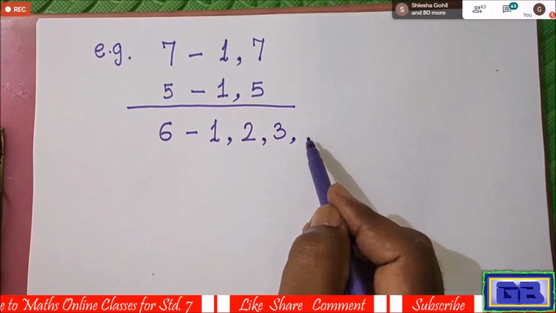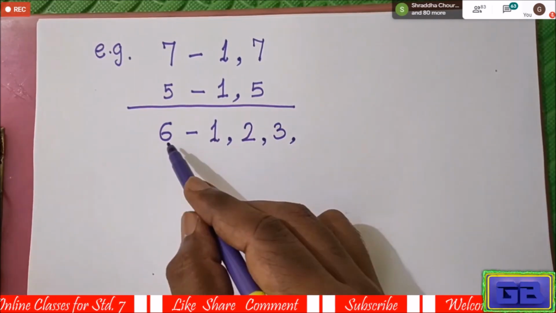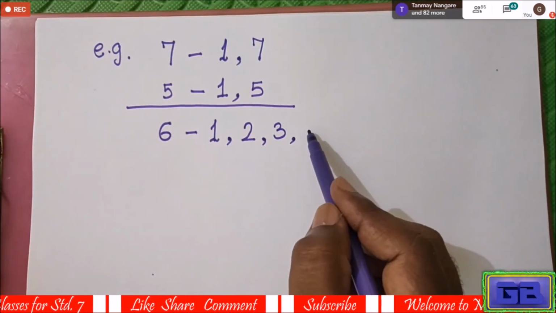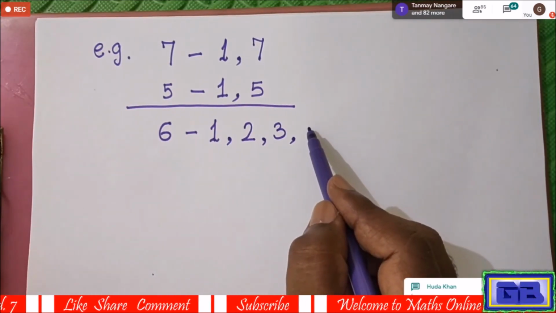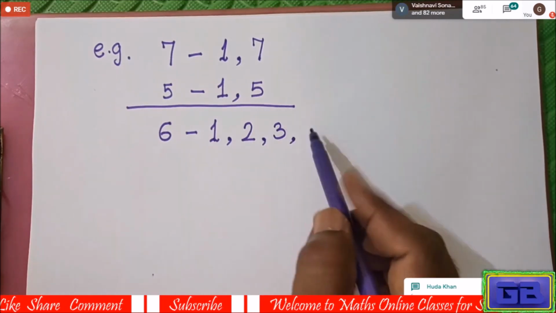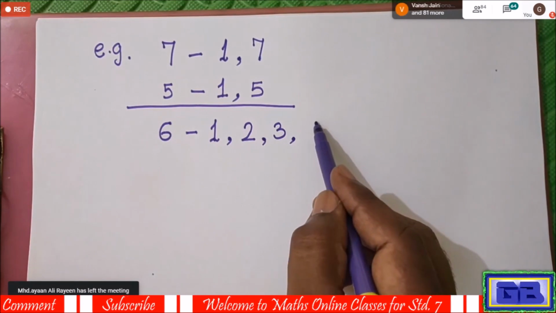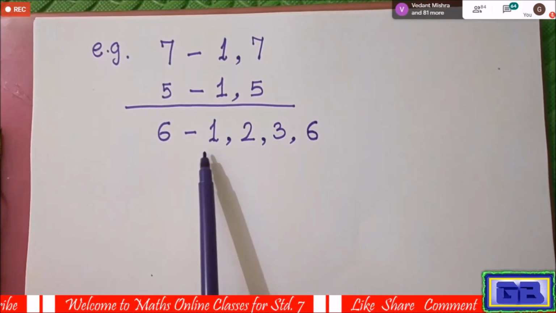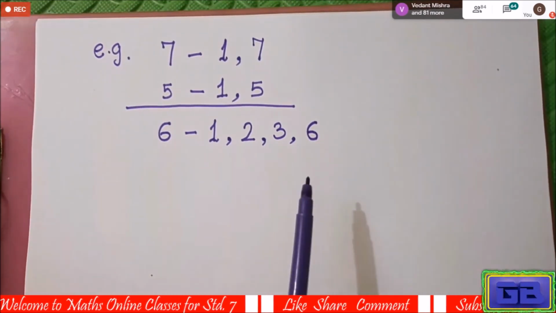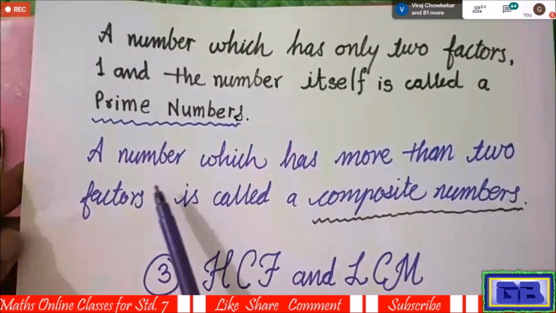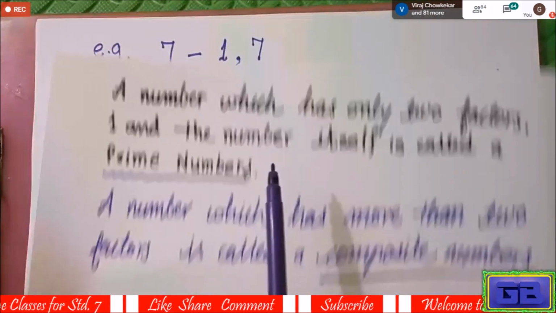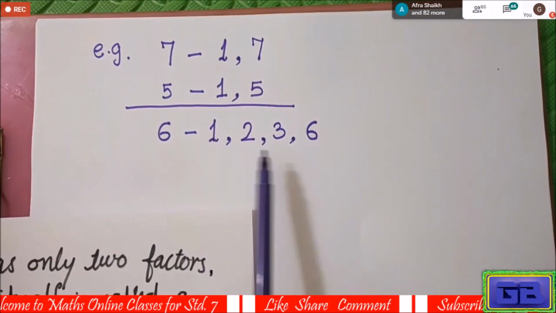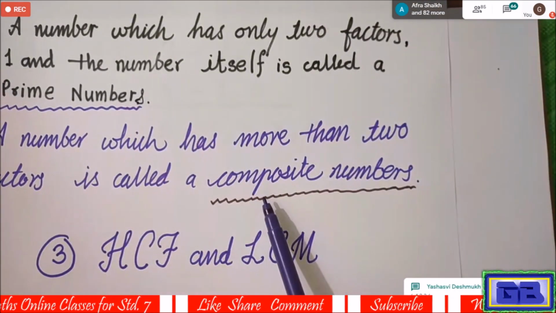Now if we see 4, in the table of 4, does 6 come? No. Therefore we cannot take 4 here. The next number, 5, we also cannot take, that is not a factor of 6. And lastly the number itself, 6. So for this small number 6, the factors are 1, 2, 3, 6. This definition is fulfilled by number 6, which has more than two factors. 6 has a total of 4 factors. Therefore 6 is called a composite number.